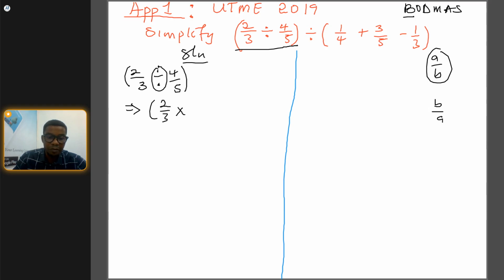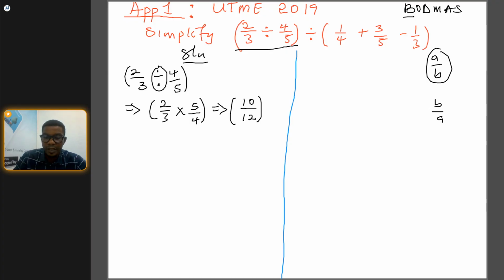So that's what we're going to do here. We have 4/5. When you reciprocate this, we have 5/4. After reciprocation, we have 5/4, and close the brackets. We simplify this: 2 multiplied by 5 is 10 over 3 multiplied by 4, that's 12. So we have 10/12. That's the first part.